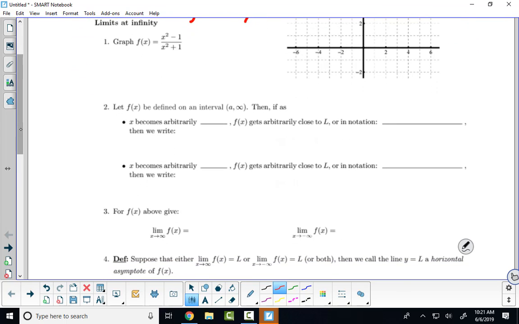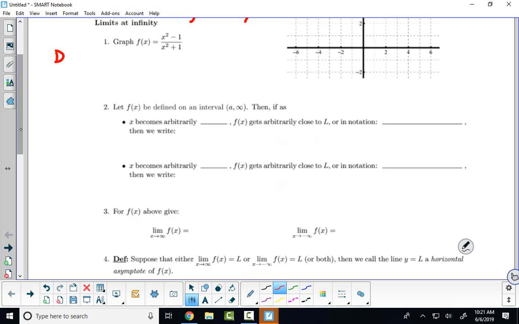Here I want to look at the graph of this function right here. f of x equals x squared minus 1, all divided by x squared plus 1. Okay? First of all, let's ask this question. Does this function have any vertical asymptotes or holes? Peyton, you're shaking your head. No, I don't believe so. Why not? There's no hole because nothing cancels out, correct?